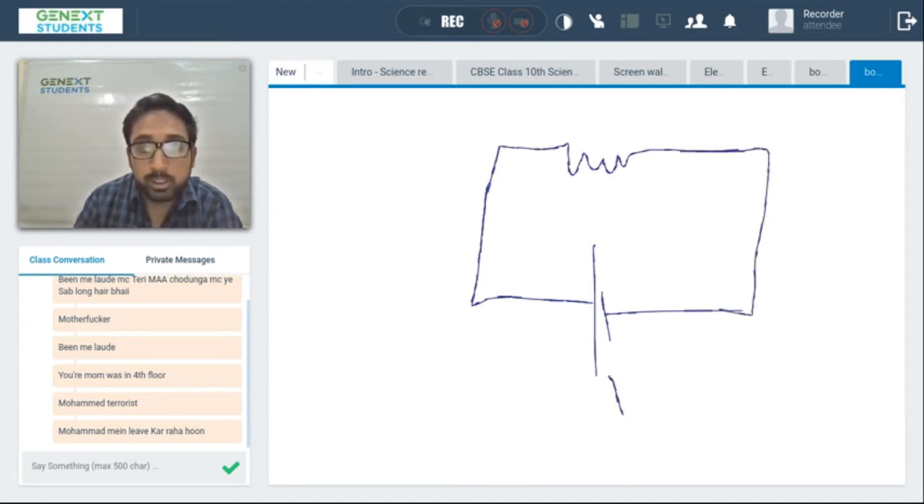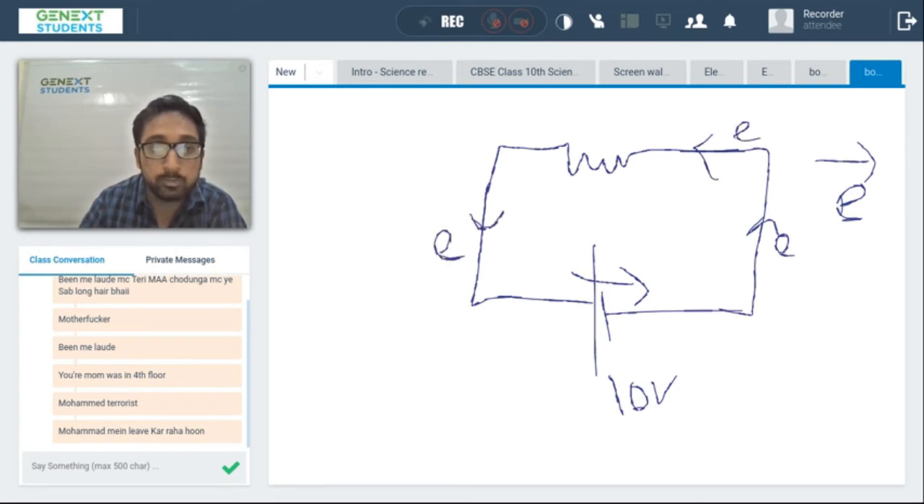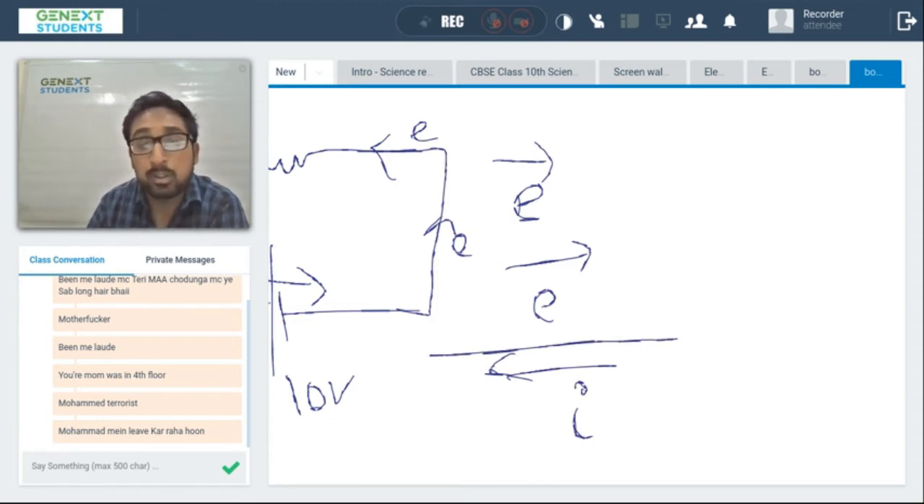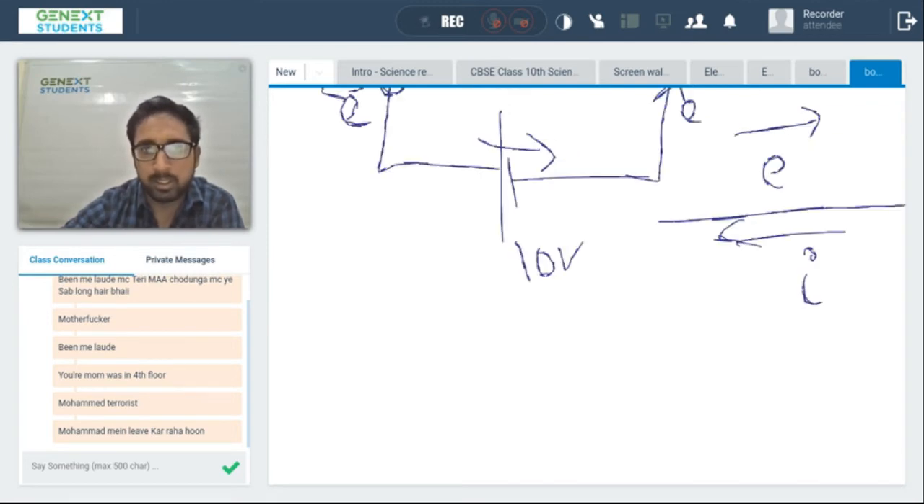So this is, let's say, a 10 volt battery. Electrons will flow from higher potential to lower potential, in this direction. This will be the direction of electron flow. Electrons have negative charge, therefore the direction of current is opposite to the direction of electrons. So in this same question, the direction of current is going to be opposite to that of the electrons. Did you understand? Let me draw it in the same diagram only.